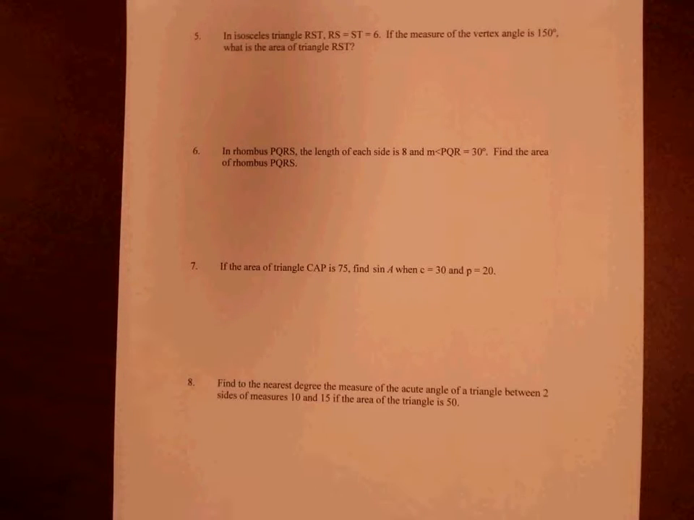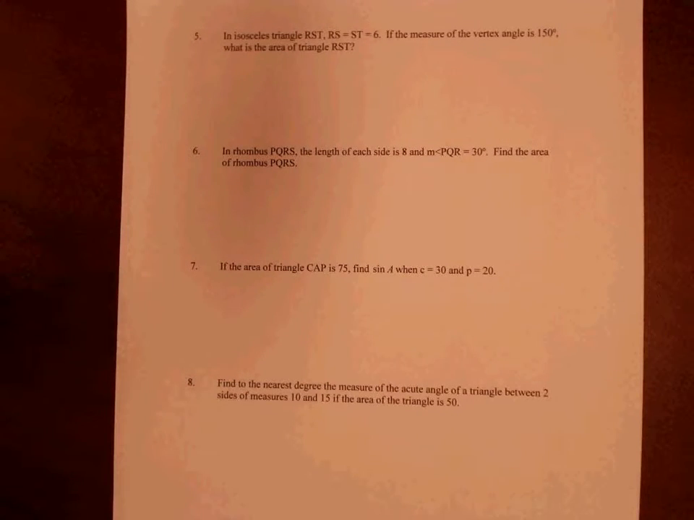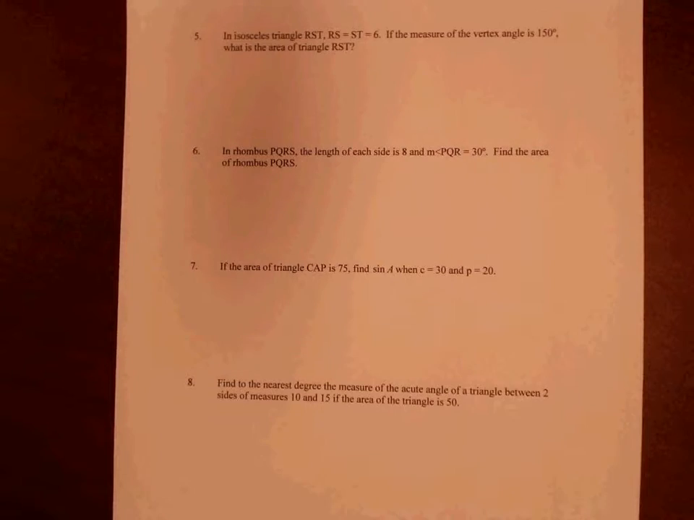We are now on the back of the worksheet, and so I'm going to get started with number 5 for you right now. In isosceles triangle RST, RS equals ST, which equals 6. So you need to know some things about isosceles triangles, and since you came out of geometry, you should know isosceles triangles have two congruent sides, which lead to two congruent base angles.